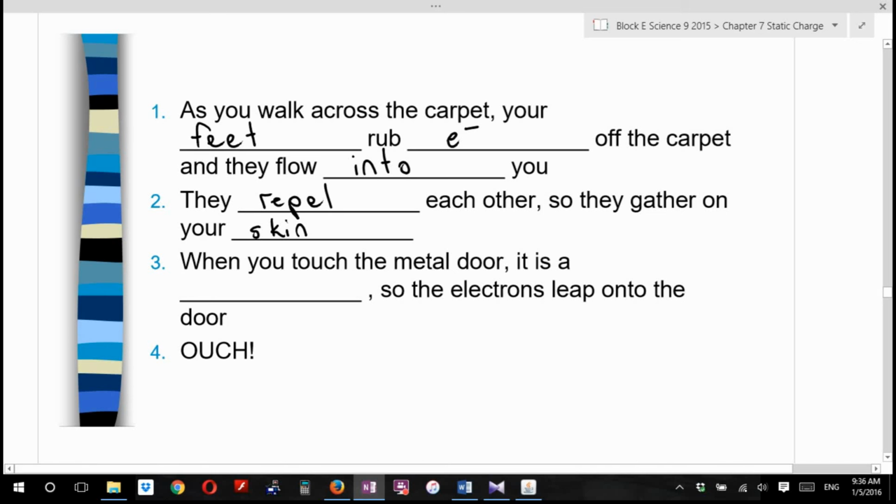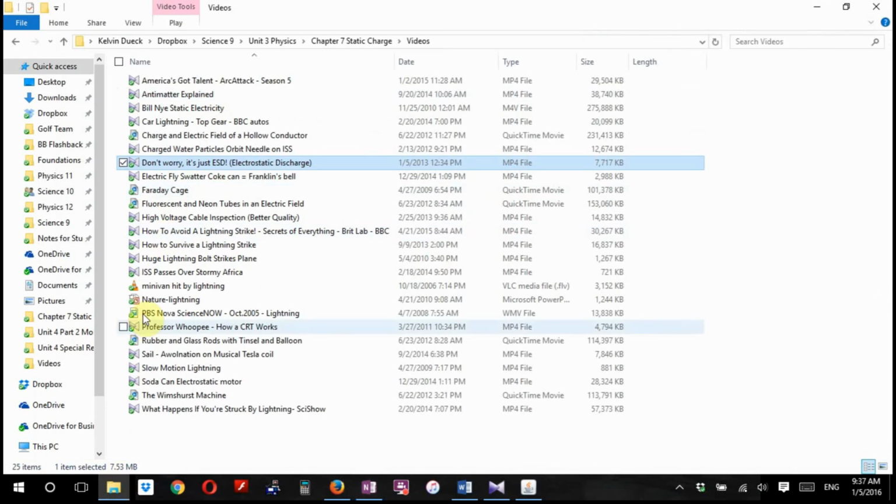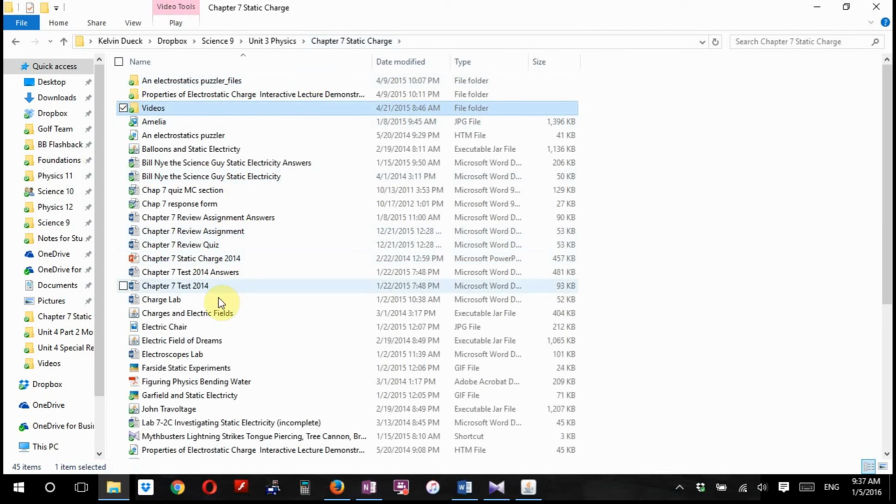When you touch the metal door, well, metal is a conductor, so now the electrons have a path to continue to repel each other. So they jump onto the door. They leap onto the door, and you get an ouch. John Travoltage.